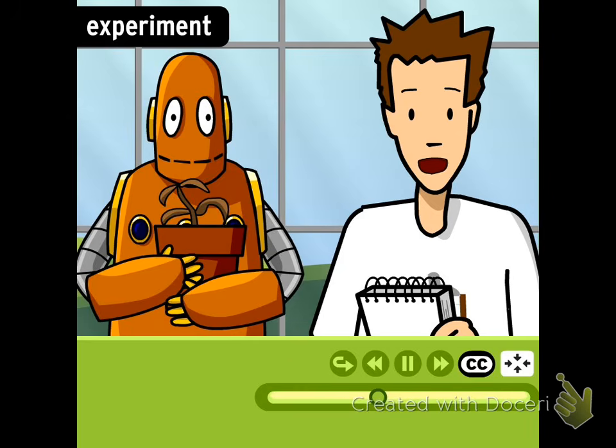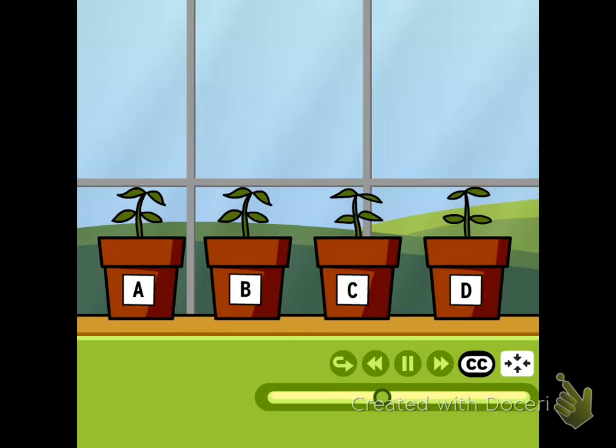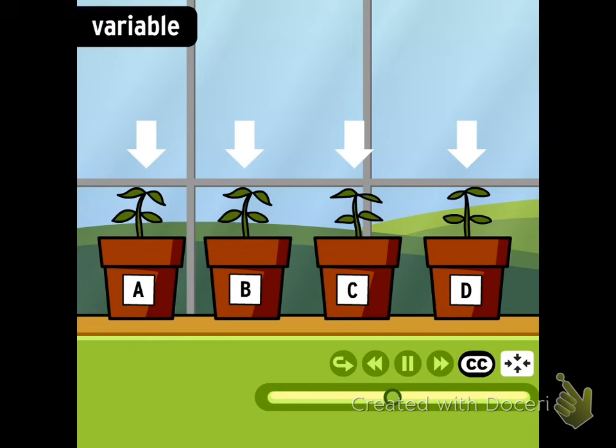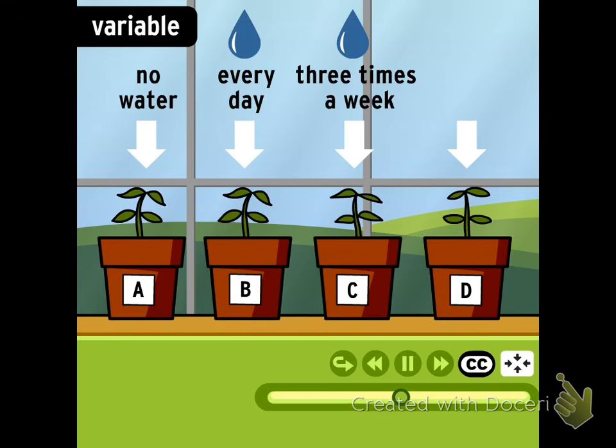We'll need to come up with an experiment to test this hypothesis. Here's the plan. We've got 4 healthy fig plants marked A, B, C, and D. They have the same type of pot, the same soil, and they're getting the same amount of sunlight. The only variable, or thing that changes, will be the amount of water they receive. Plant A will not be watered at all. Plant B will be watered every day. Plant C will be watered 3 times a week. And Plant D will be watered just once a week. We'll check back in a month to see what's happened.